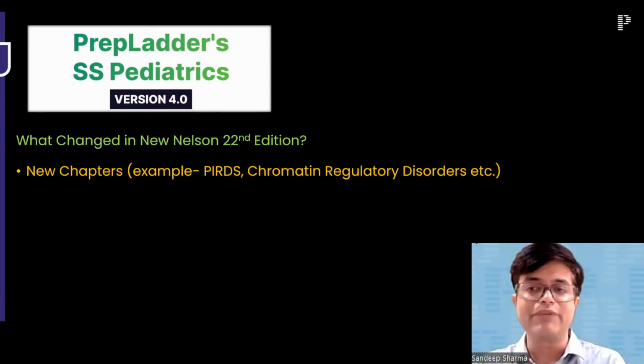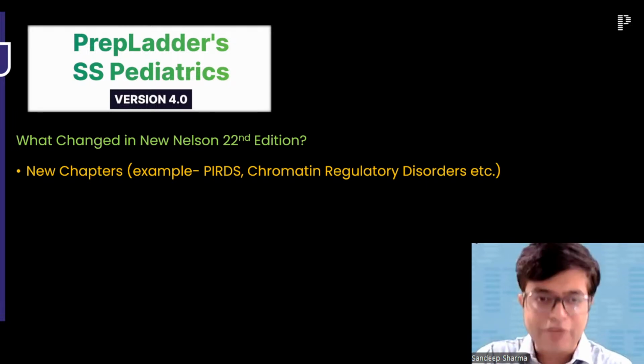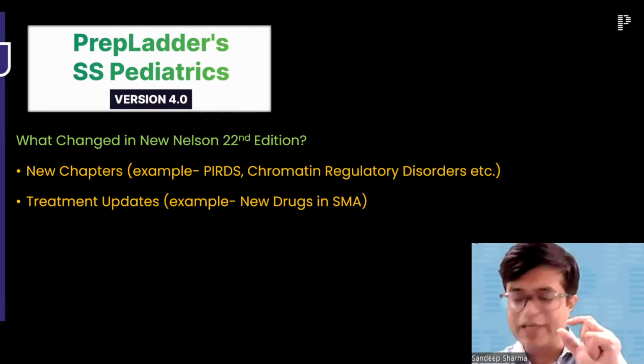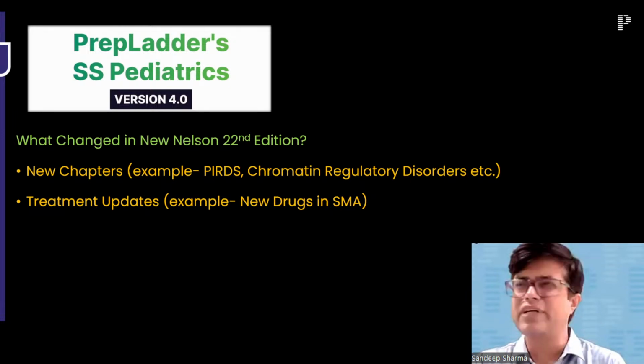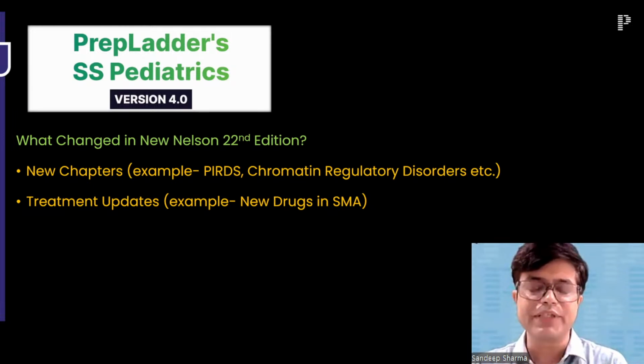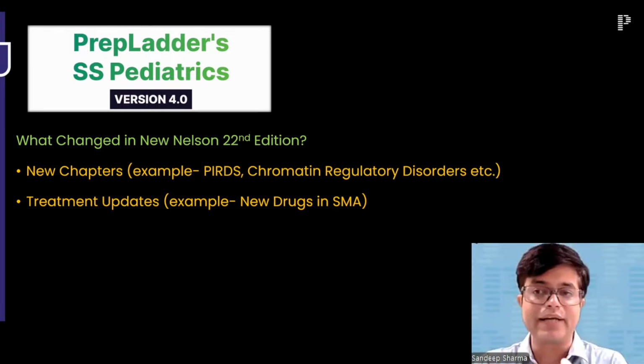So I have tried to simplify them in the usual way. If you have watched my videos, I do it not in a cut-copy-paste manner but in a simplified manner. There are new topics like chromatin regulatory disorders. Apart from new chapters, there are treatment updates. For example, in the older Nelson 21st edition, there were just about 7 or 8 paragraphs on the treatment of SMA. But now you have more than 1.5 pages on SMA, and there are new tables. I have simplified and added that into the new version.